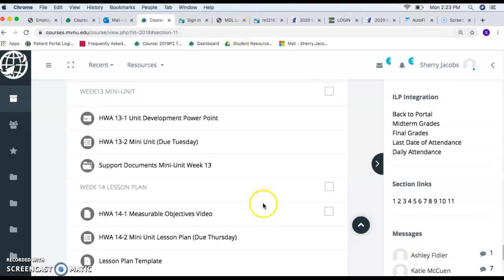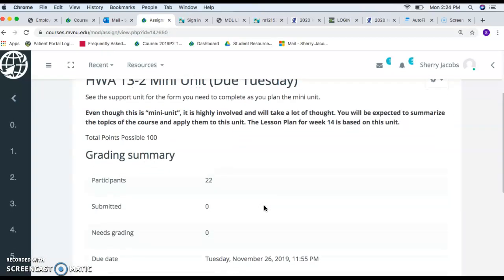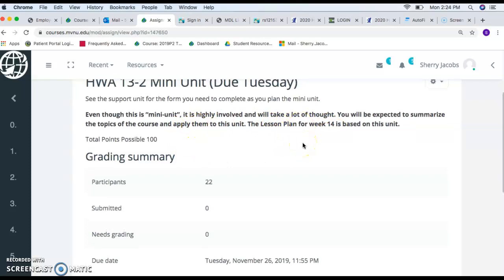Looking at week 13, you'll be watching the unit development PowerPoint, and then you will be completing the mini lesson, which is due on Tuesday of next week. You'll be using the support unit for the form you're going to need. And this is termed a mini unit, but you'll be expected to summarize the topics of the course and apply them to this particular unit.